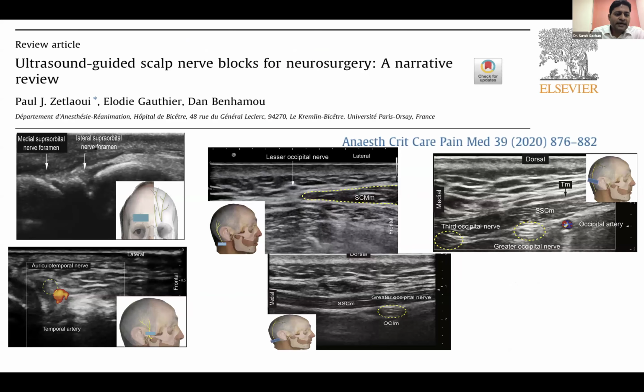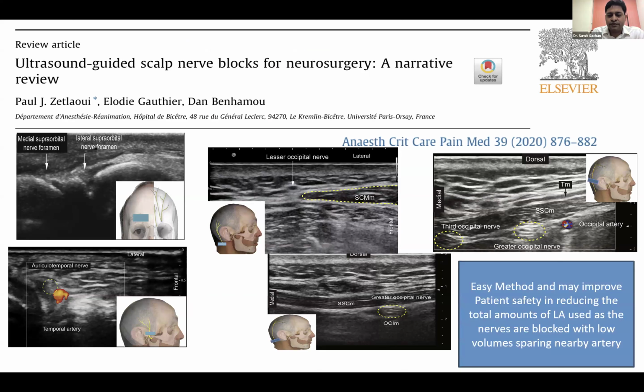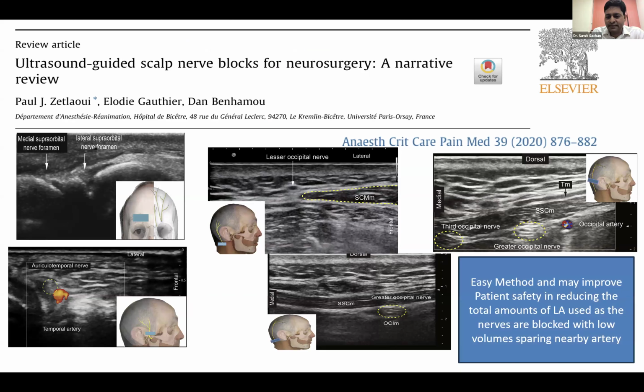Now, another review article by Sir Paul J. Jetley, published in Anesthesia, Critical Care and Pain in 2020, beautifully describes the sonoanatomy of the different scalp nerves that can be blocked using ultrasound. What they found is that it is an easy method, it is better for patient safety, and it requires a lesser volume, and it spares the nearby arteries as well.